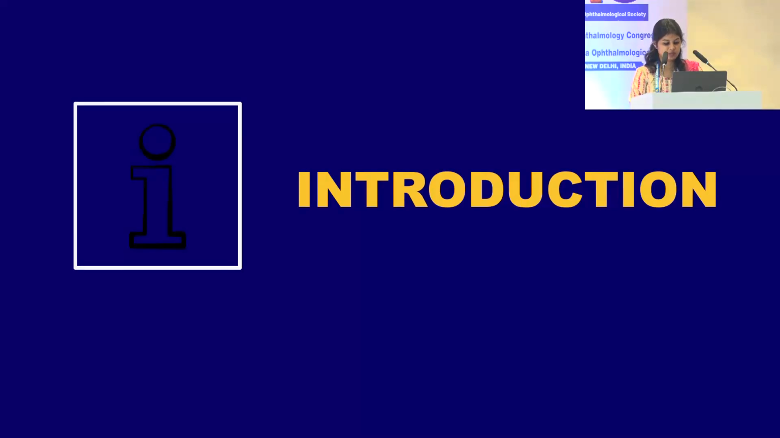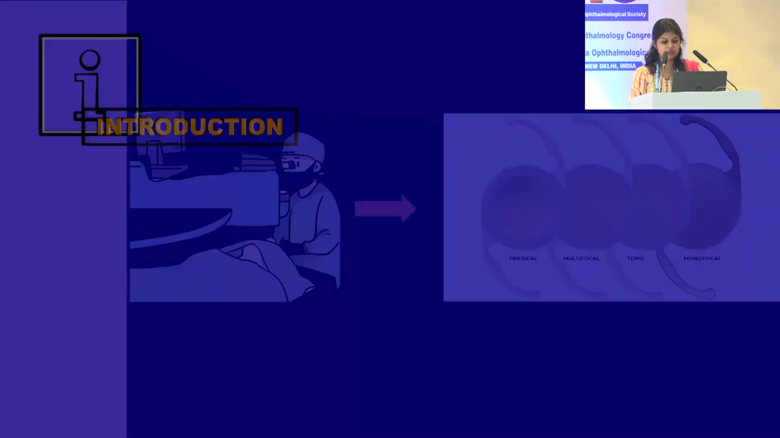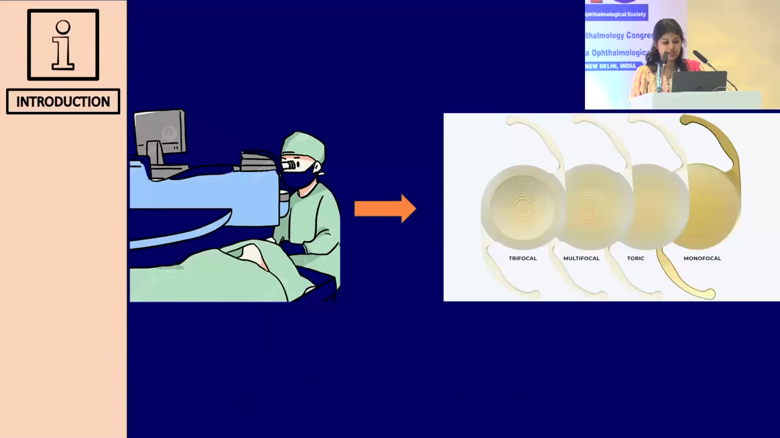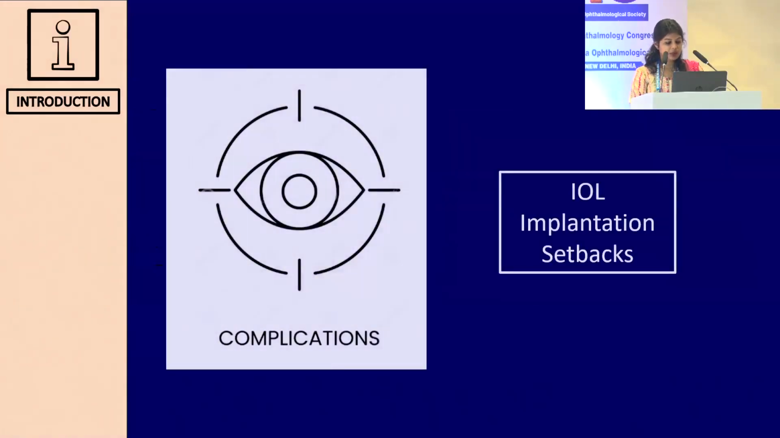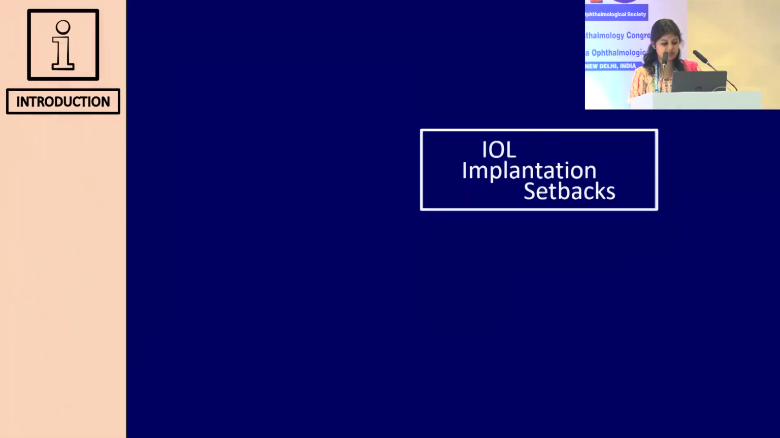Phacoemulsification is one of the modern cataract surgeries, and we use foldable implantable IOLs like trifocal, multifocal, toric and monofocal IOLs, to name a few. Now, these surgeries may be met with certain setbacks, for example, the IOL implantation setbacks.